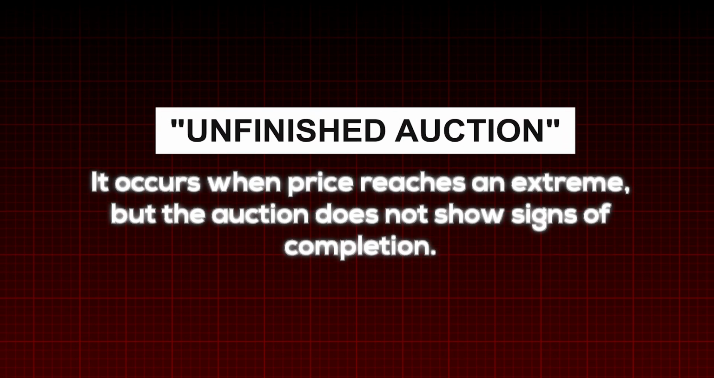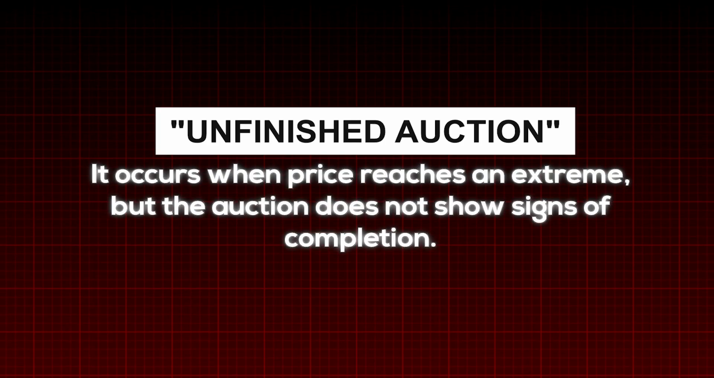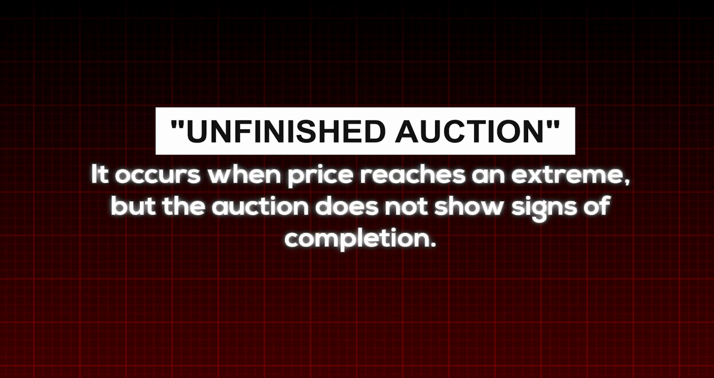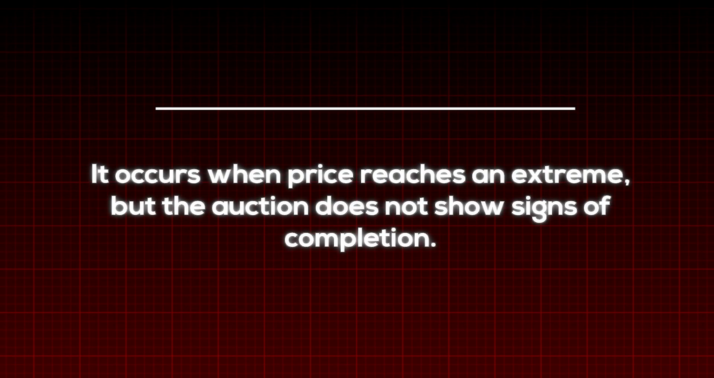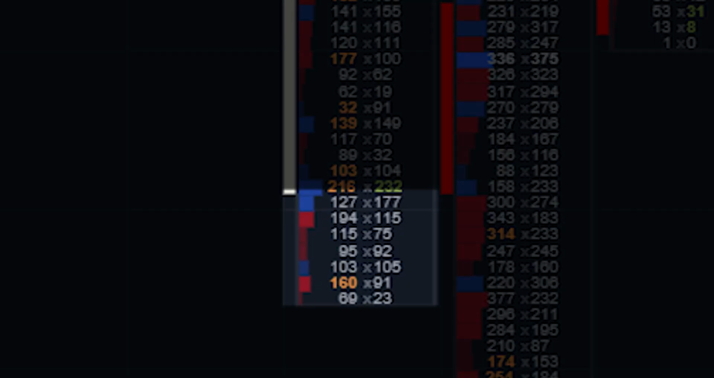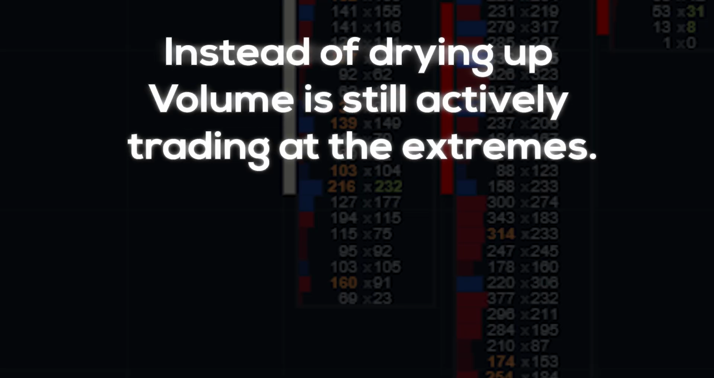Now let's compare this with an unfinished auction. An unfinished auction occurs when price reaches an extreme, but the auction does not show signs of completion. In footprint terms, this may appear as continued two-sided activity at the high or low of the candle. Instead of drying up, volume is still actively trading at the extreme. This suggests that the market has not fully completed its exploration of that price level.